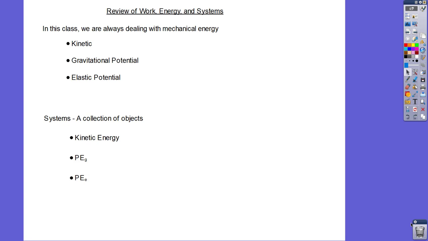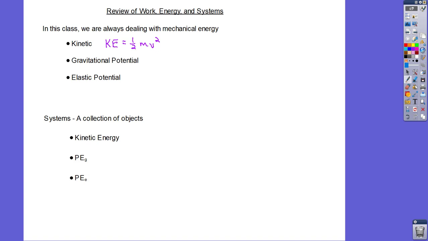Kinetic energy, it's often called K or KE. I honestly can't remember what notation I've been using. A lot of people just call it KE though. And we know that KE, the formula for that is 1/2 mv squared. So anything with mass that's moving has kinetic energy.